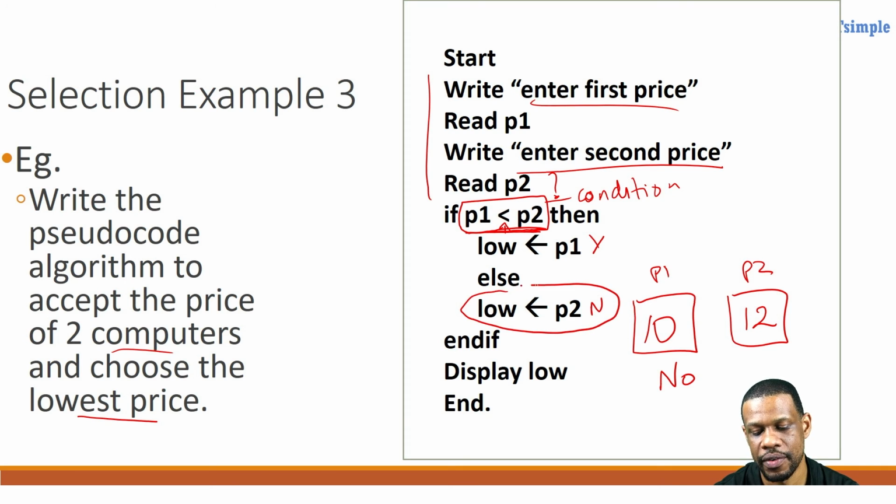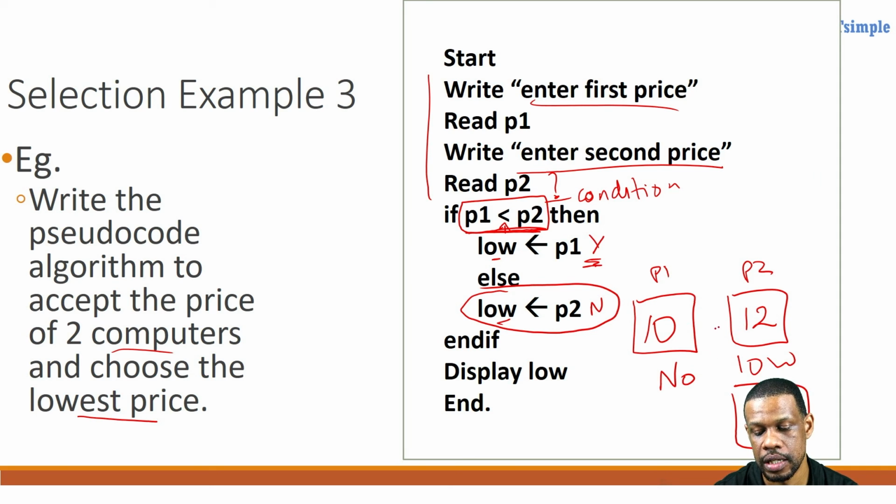But notice, we have a new variable here called low. We didn't take that into consideration before. So in this case now, we're going to put LOW, low. So this is literally saying, if price 1 is less than price 2, take the 10 from price 1 and put it inside low if the answer is yes. Or take the 12 and put it inside low if the answer is no. So is price 1 less than price 2?